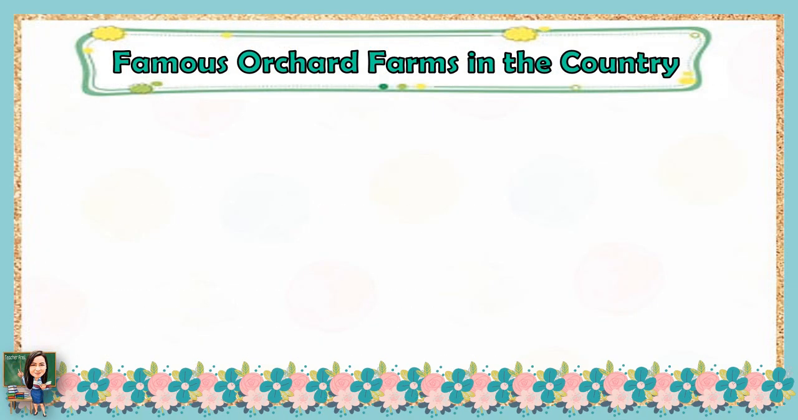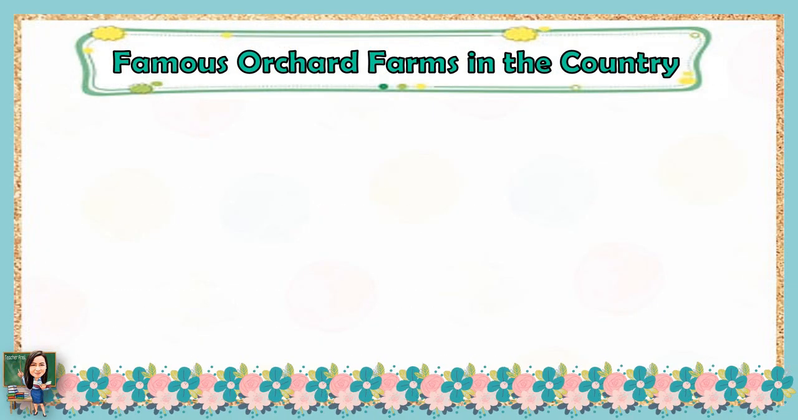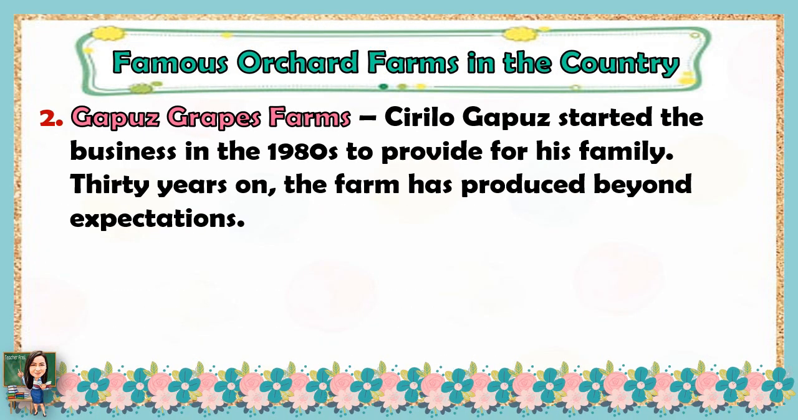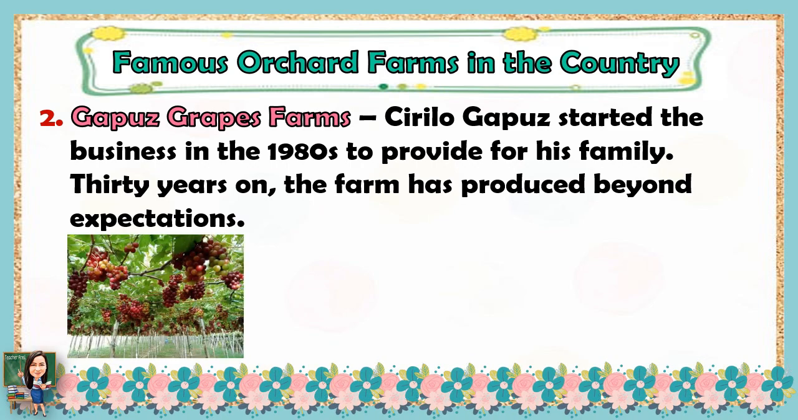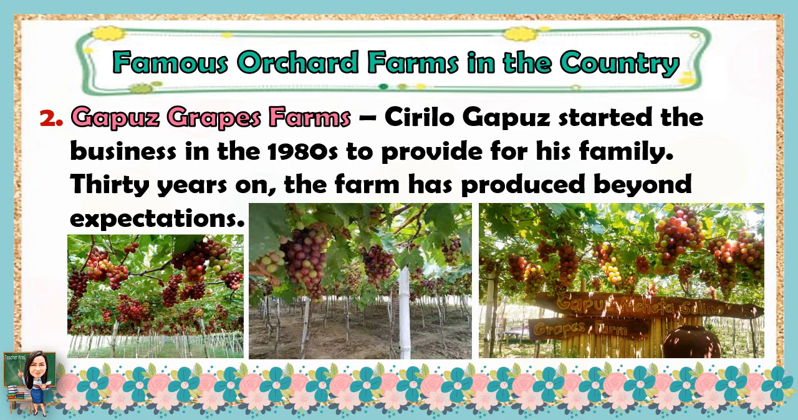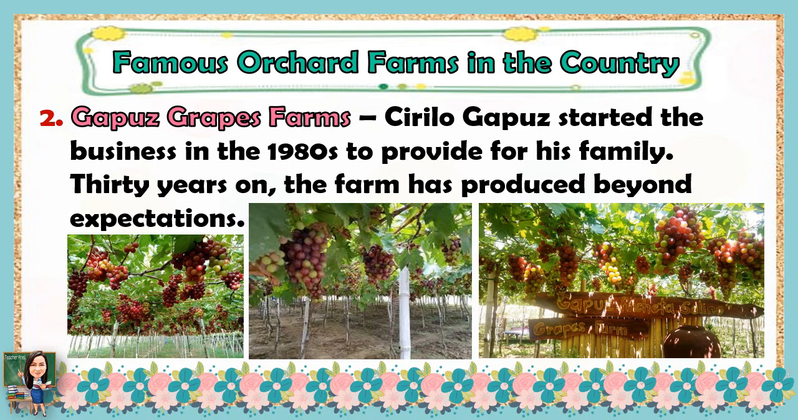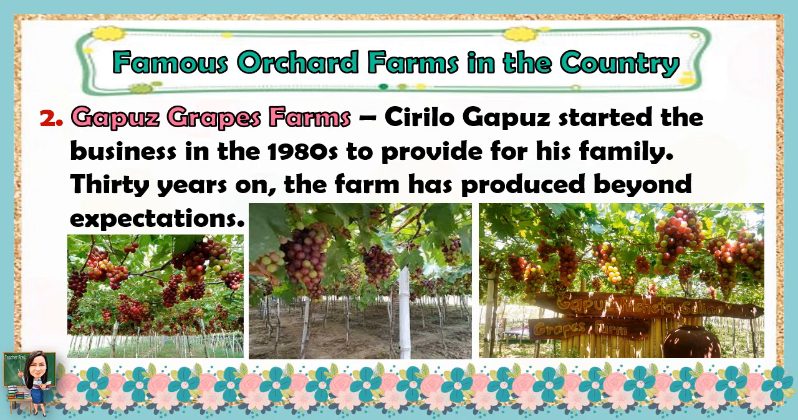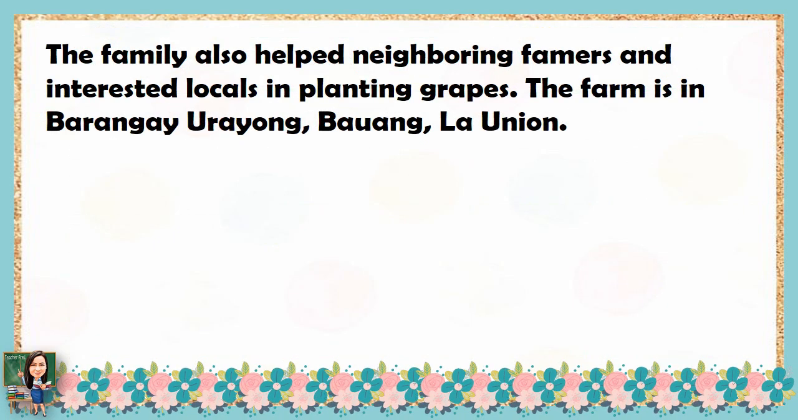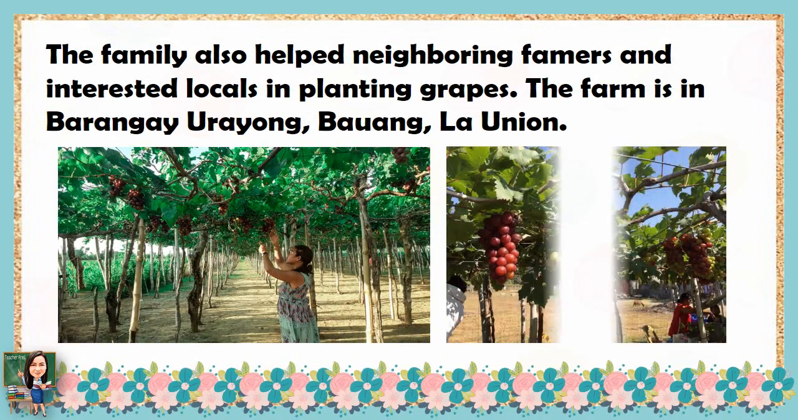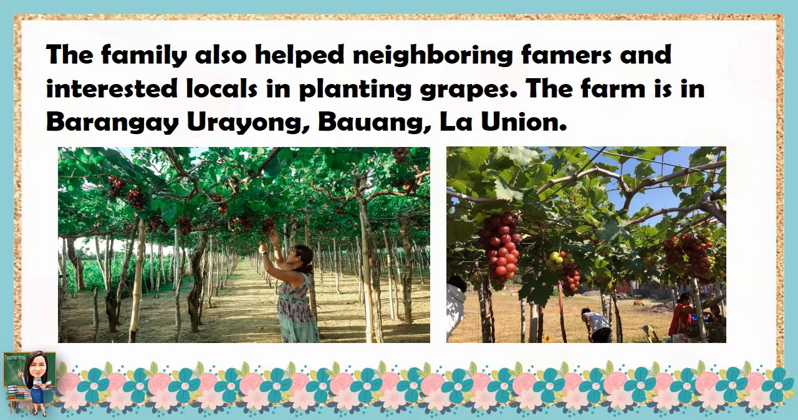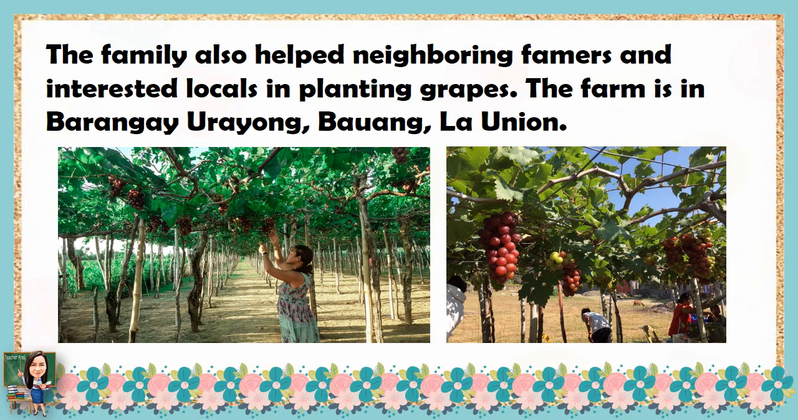Another famous orchard farm in the country is Gapus Grapes Farms. Cirilo Gapus started the business in the 1980s to provide for his family. 30 years on, the farm has produced beyond expectations. The family also helped neighboring farmers and interested locals in planting grapes. The farm is in Barangay Urayong, Bauang, La Union.